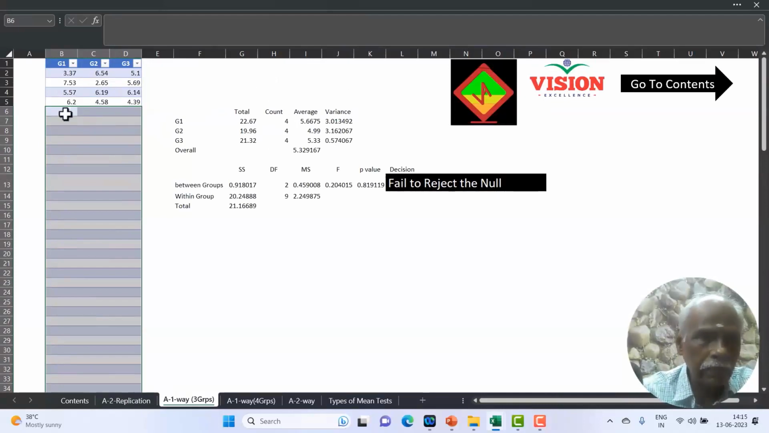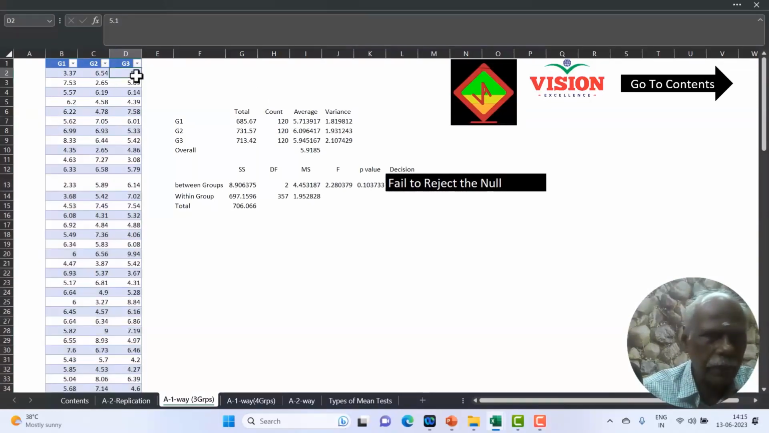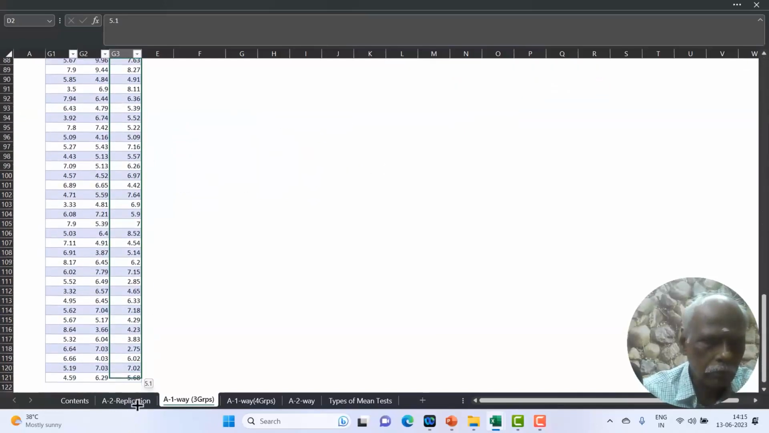So what I will do is replace the data. You can see here 120 data points are provided, and the result is failed to reject the null. That is, all the 3 groups are the same. There is no deviation here. Suppose, for example, I change this to 5.1 only. I will copy it throughout.